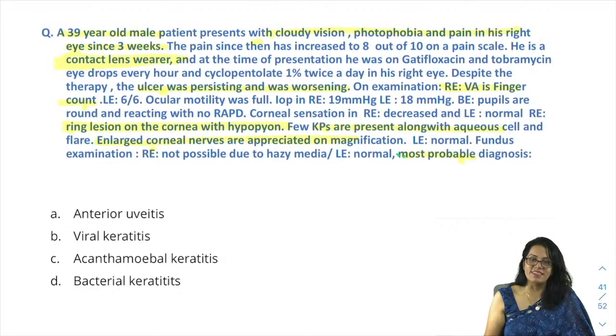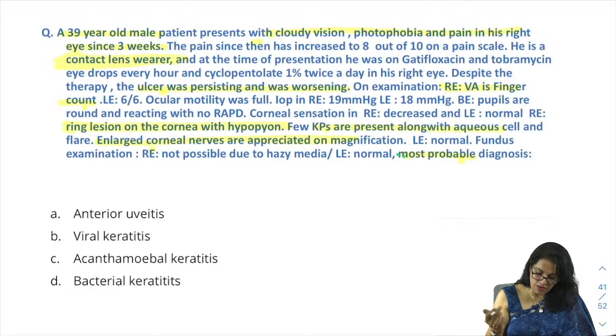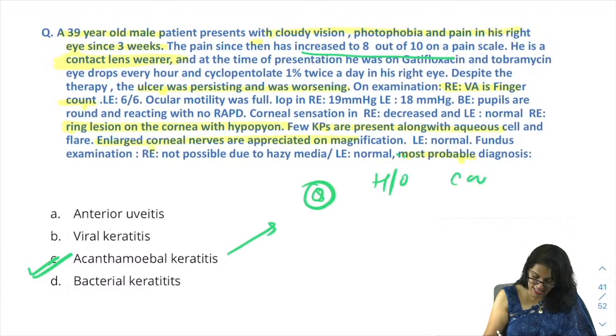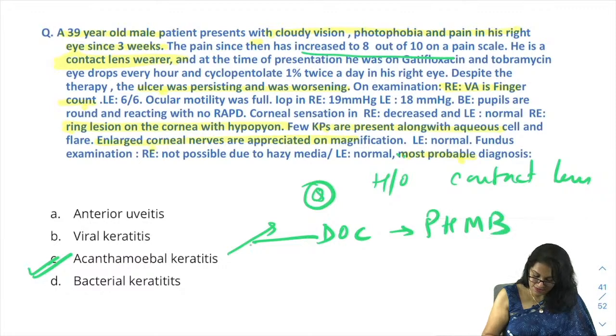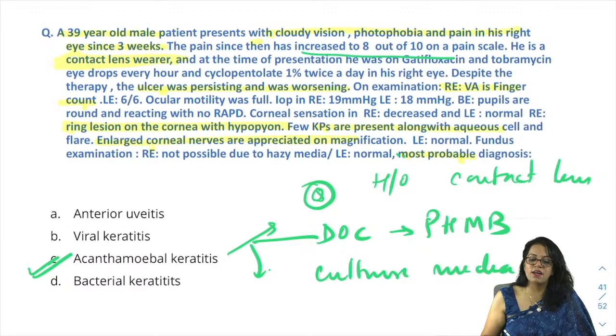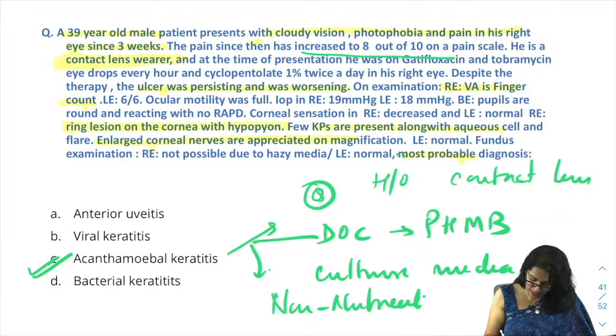So what is the diagnosis? If you know history of contact lens with this, and of course pain is disproportionately very large, and that's what we are saying, 8 out of 10 scale pain. So hence answer will be acanthamoeba keratitis. What are the quick questions here on acanthamoeba keratitis? Of course, history of contact lens is one thing they ask you. Then they have asked you about drug of choice. Don't forget it is polyhexamethylene biguanide. Then they have asked you about culture media. You will say non-nutrient agar with E. coli. Culture media, non-nutrient agar with E. coli.